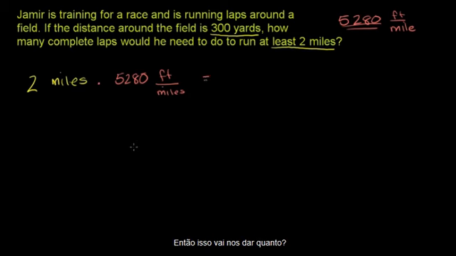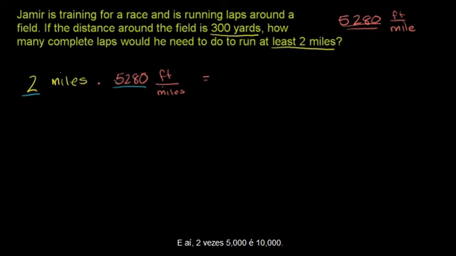So this is going to give us what? If we just multiply the numbers, 2 times 5,280. So what is that going to be? Maybe I should get a calculator out. Well, we could do that in our head. Let's think of it this way. 2 times 80 is 160. 2 times 200 is 400. So it's going to be 400 plus 160. It's going to be 560.